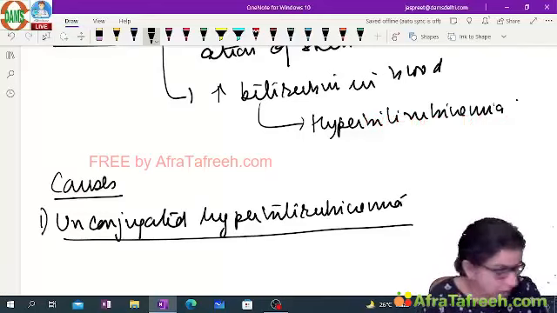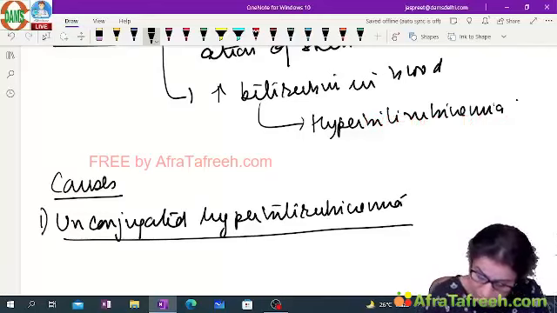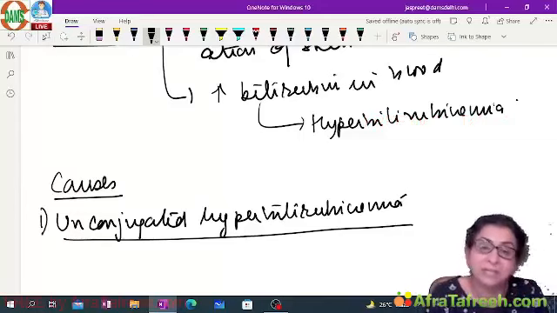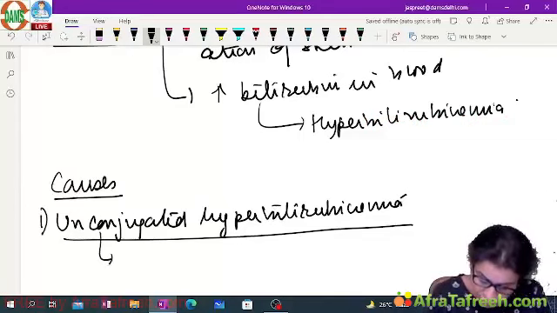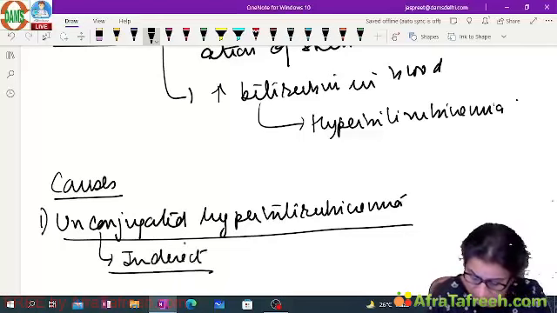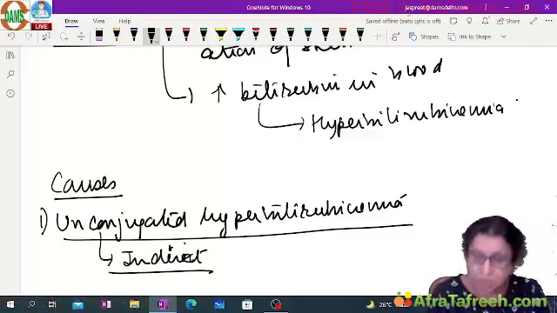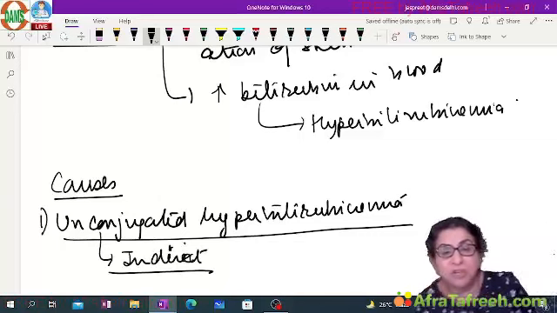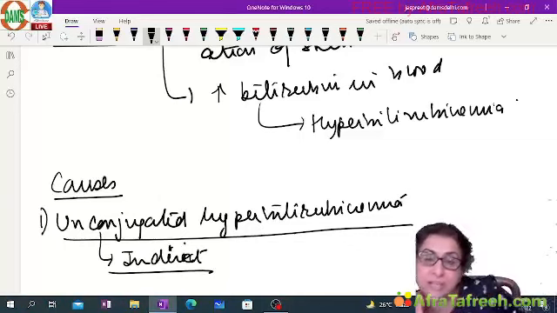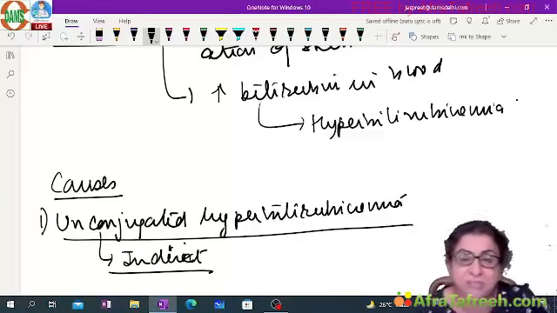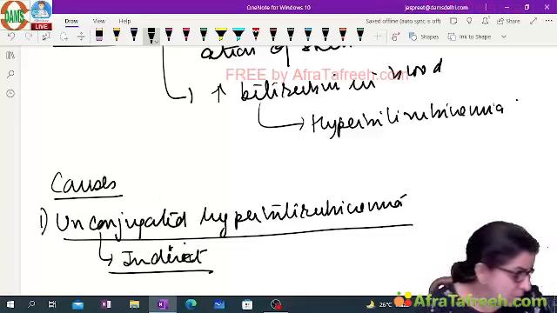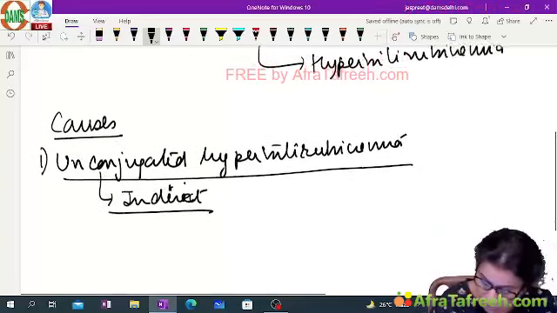So unconjugated bilirubin is also called indirect acting or indirect bilirubin. It is called indirect bilirubin because of the test that we do to detect unconjugated bilirubin. Okay, now causes of unconjugated.